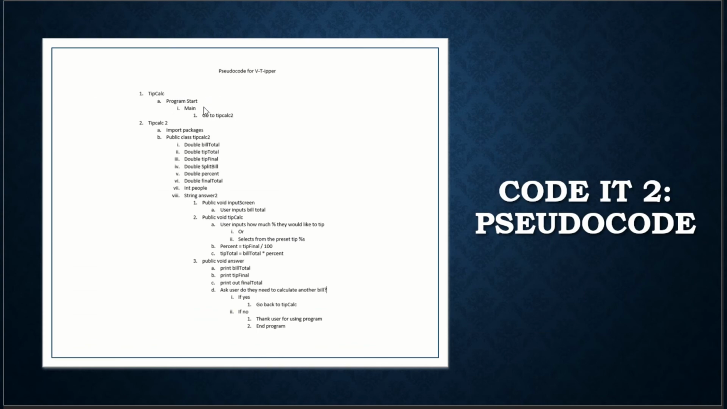This is the pseudocode for the project. As stated before, it starts and then gets almost immediately into the tip calculator too. It imports all the necessary packages, declares all the variables, and then gets directly into the methods.